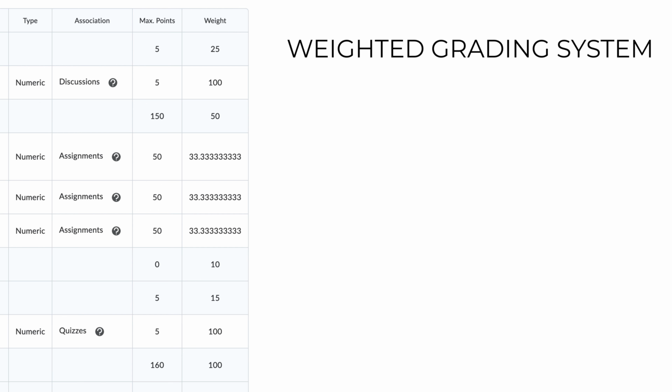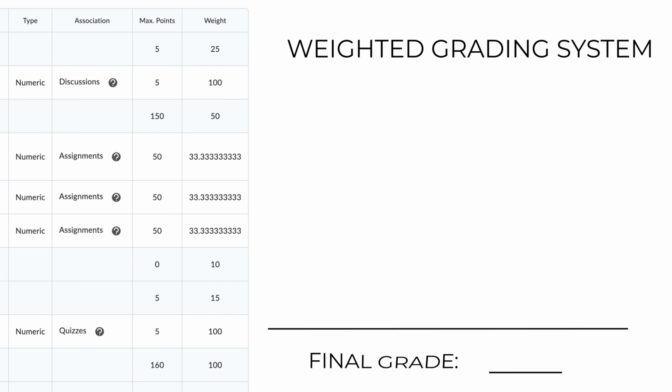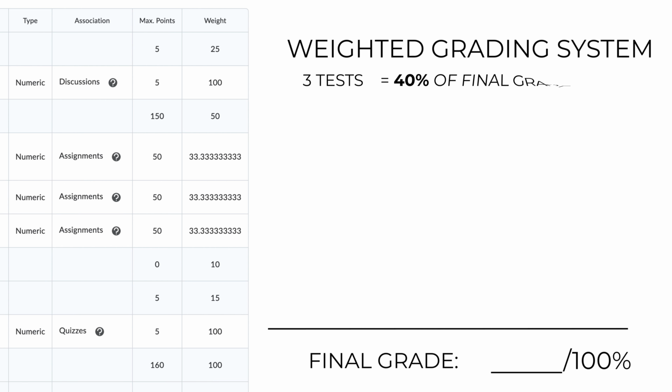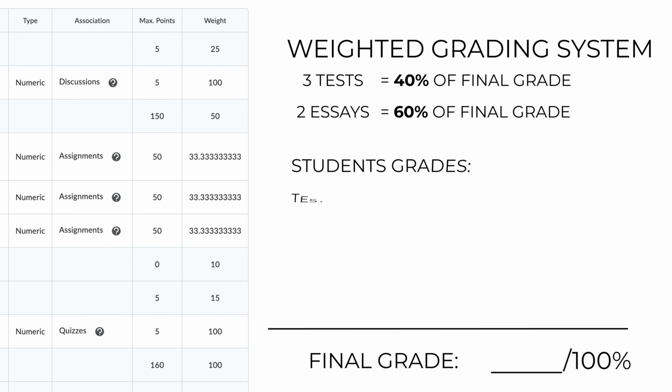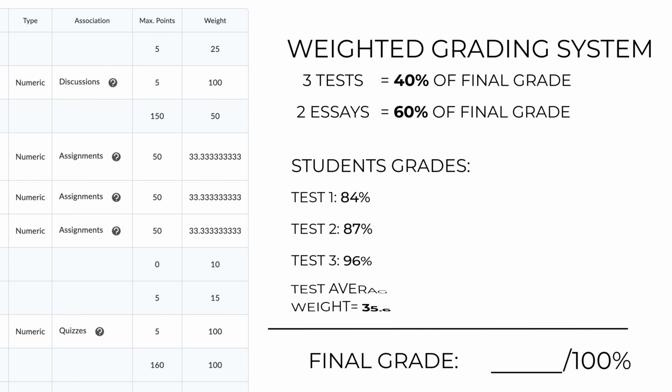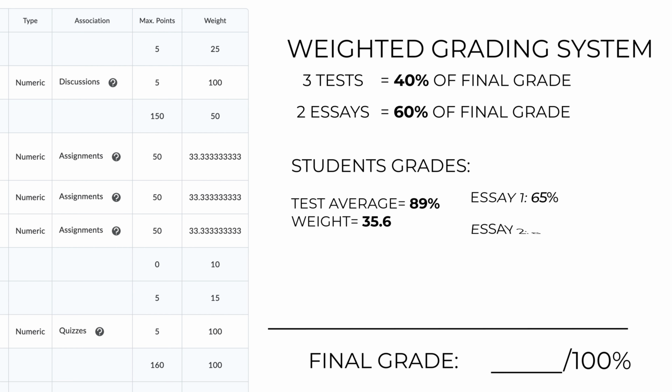Weighted grading allows you to calculate the final grade by grouping your assessments in categories, each of which contributes a percentage towards the final 100% of the overall grade. For example, in your course there are 3 tests which are 40% of the final grade and 2 essays which are 60% of the final grade. A student's final grade is then calculated as the total weight of the tests based on the score average and that of the essays.